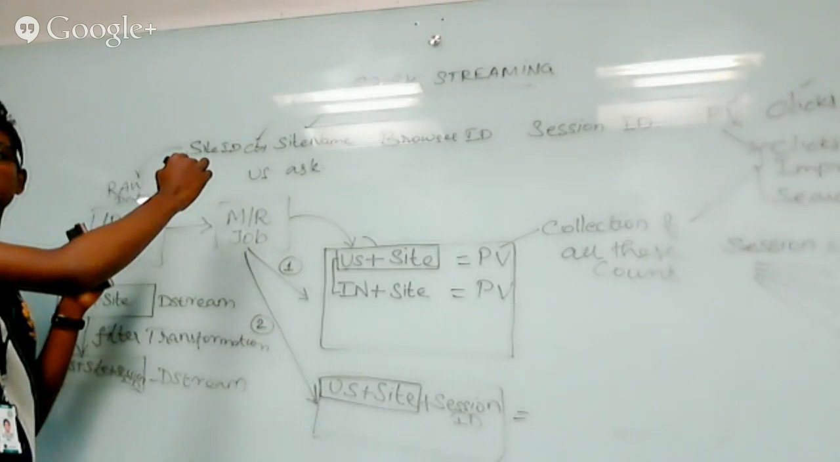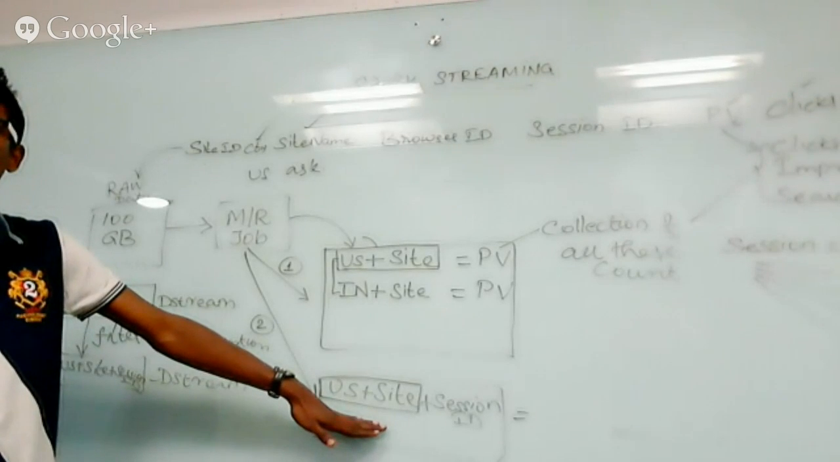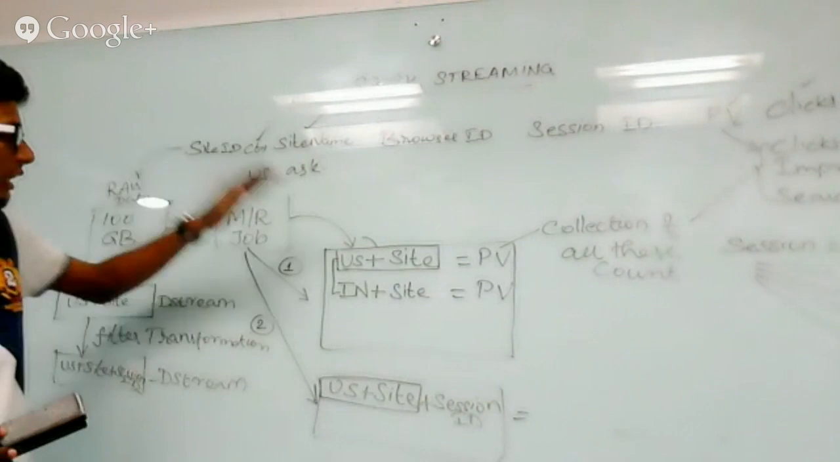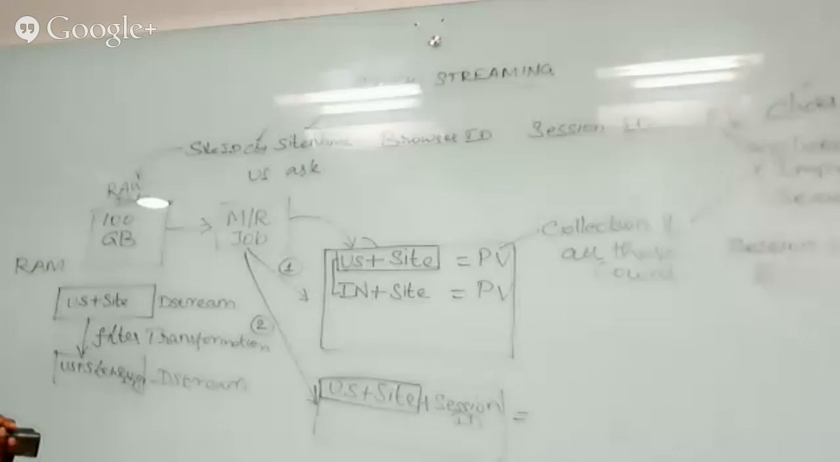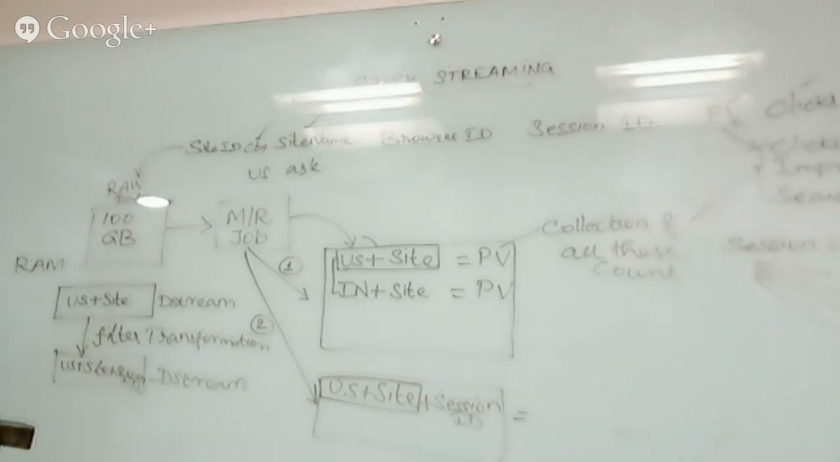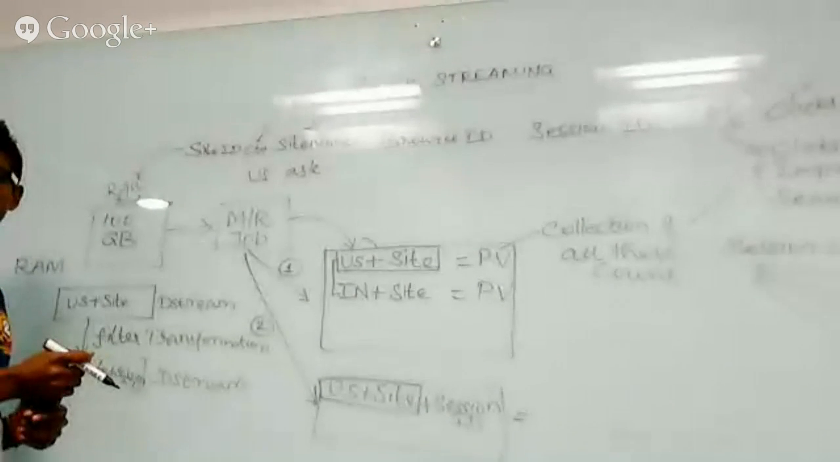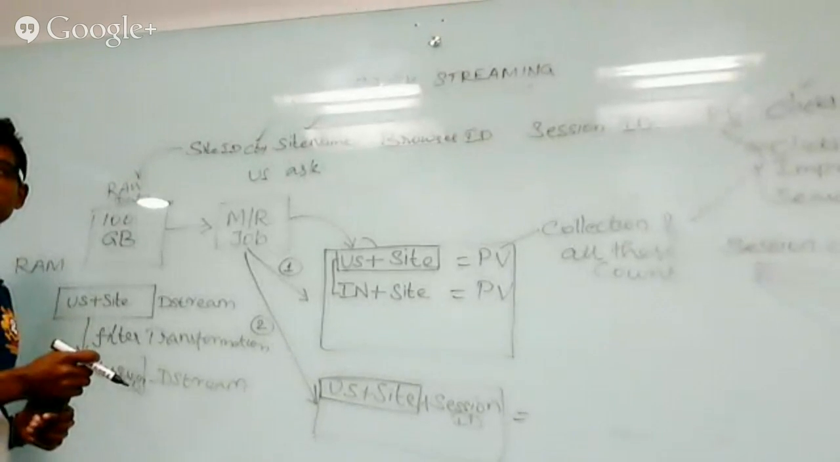Isn't that extra work? No, not like extra work. Even here you are doing extra work, right? You're running again an MR job for the entire data and then you get this, right? The process you said is okay. What we are suggesting is, if you do the US plus site plus session ID thing first and filter from that, that will be the possible solution, right? Because all the three data are already there.